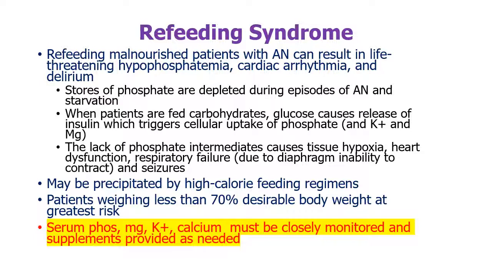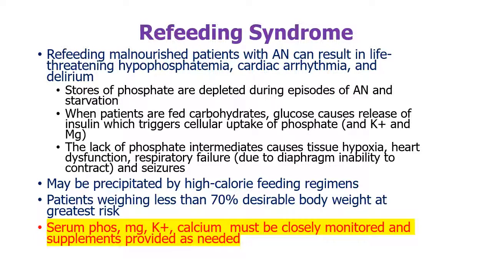So what happens is these individuals are in a chronic state of depletion when it comes to phosphate, potassium, and magnesium. So when they are fed too rapidly, their body intakes a large amount of carbohydrate. That carbohydrate is broken down into glucose, which releases insulin. The insulin is released to try to metabolize the glucose. But when the insulin is released, that also causes the cells to reuptake phosphate, potassium, and magnesium.